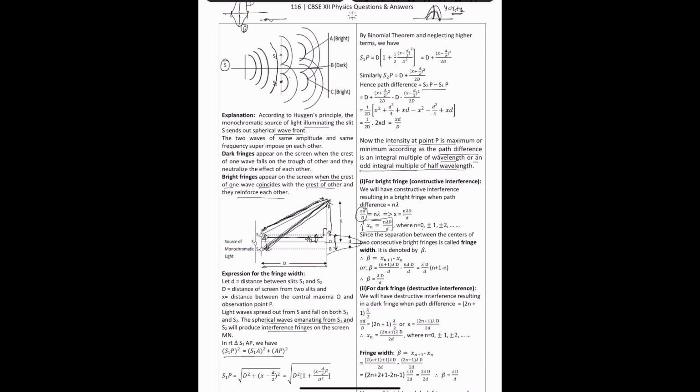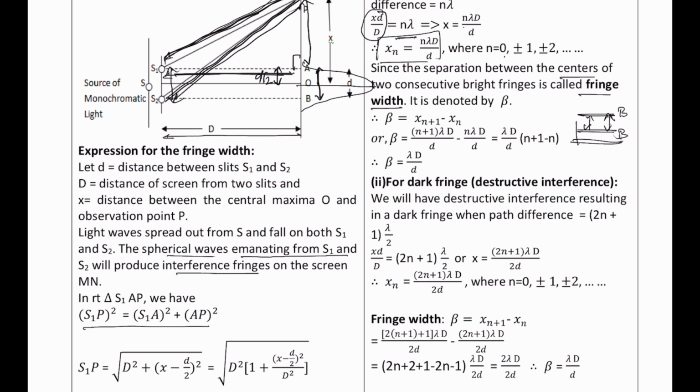The separation between the centers of two consecutive bright fringes is called the fringe width, correct? Suppose this is a bright fringe, this is again a bright fringe, and this is the dark fringe. The distance between two consecutive bright fringes, or between two consecutive dark fringes, is the fringe width. So this separation is called the fringe width. Fringe width is normally denoted by beta.